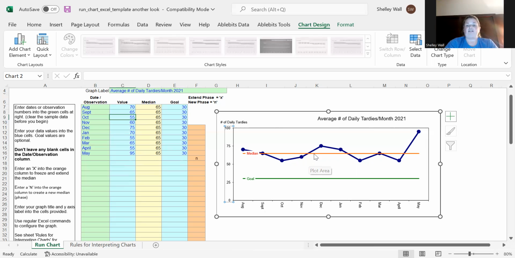So back to the median line, this is the average number of tardies across the school year. So you can see it is right at 65. So now let's look at some critical points.